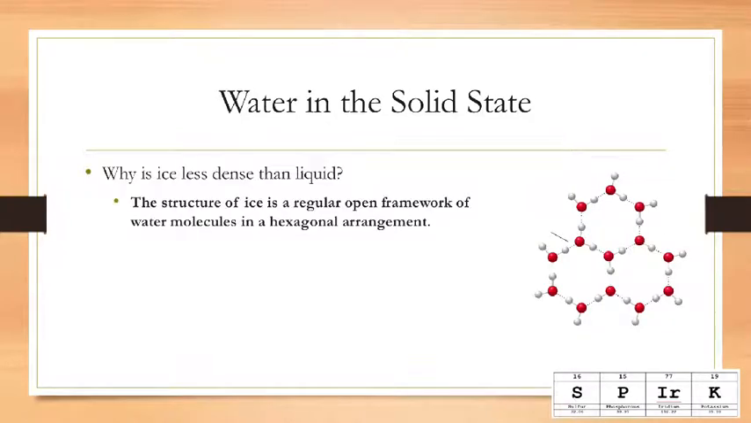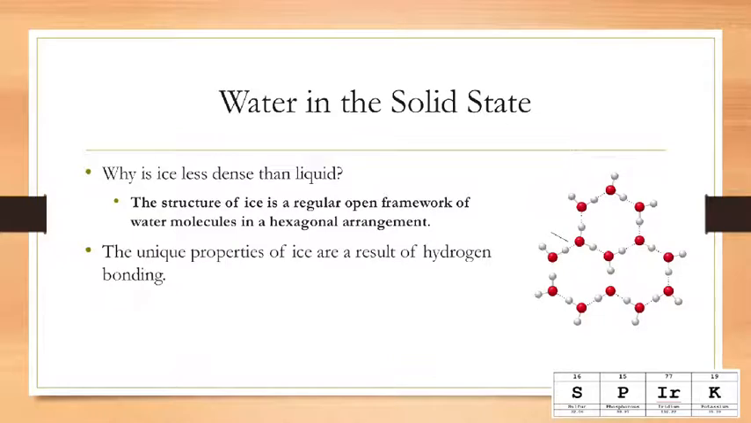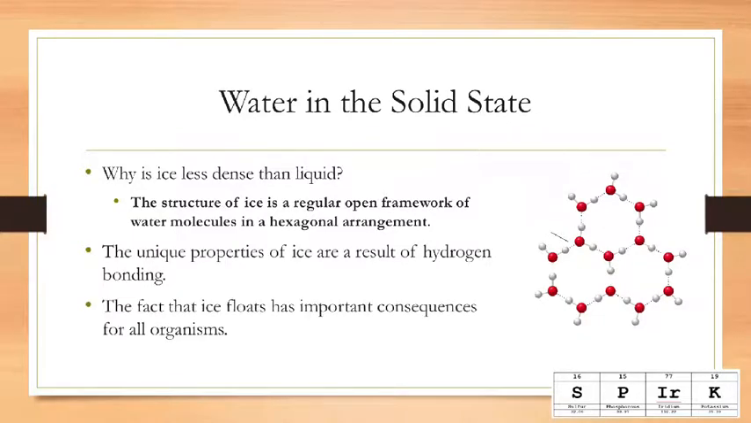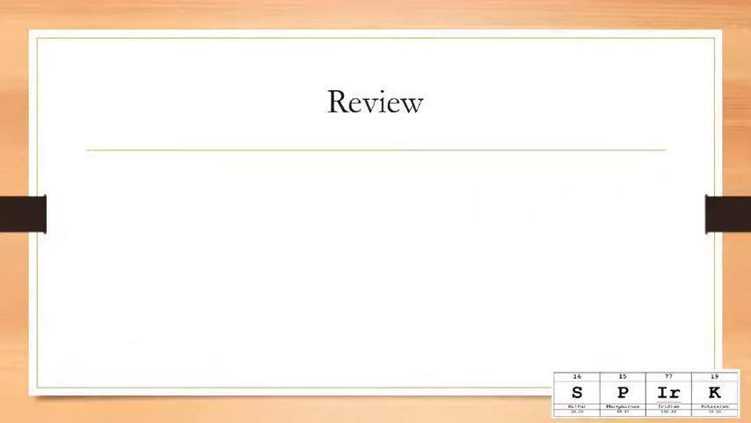Why is ice less dense than the liquid? The structure of ice is a regular open framework of water molecules in a hexagonal arrangement. The unique properties of ice are a result of hydrogen bonding. The fact that ice floats has important consequences for all organisms. Extensive hydrogen bonding in ice holds the water molecules farther apart in a more ordered arrangement than in a liquid.